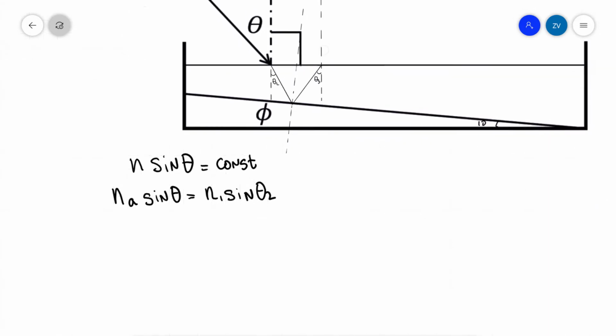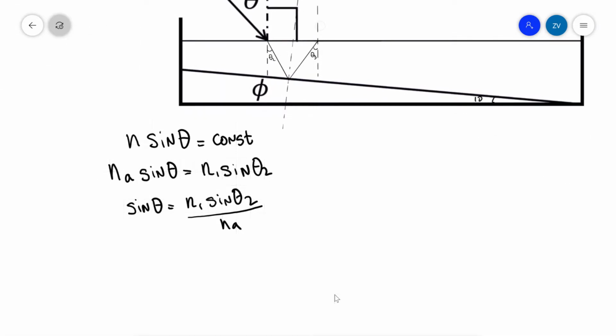Because ultimately we're looking for theta, I'm going to rearrange this equation for sine theta. So sine theta will be equal to N1 multiplied by sine theta 2 and divided by Na, which is 1. Actually, let's just rearrange that for theta. Theta will be equal to the inverse sine of N1 sine theta 2 divided by Na.